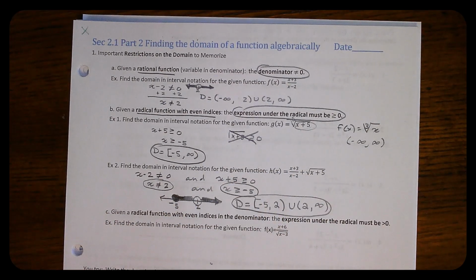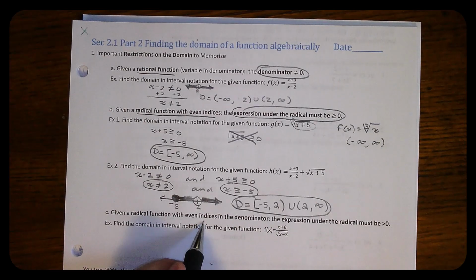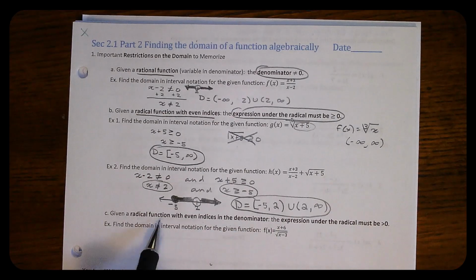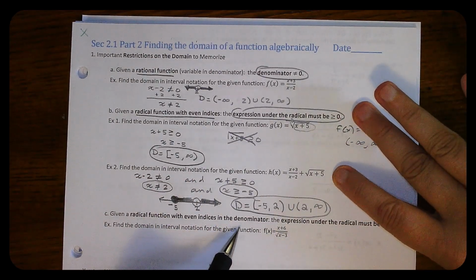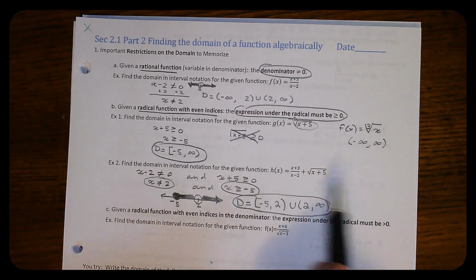Okay, so here number C is an extra one that I've just kind of recently put on here just to help students. If you have a radical function with even indices, which is right here, in the denominator, so if you've got two things happening at once, these two things combined, well, if it's in the denominator, it cannot equal 0. And if it's under a radical, it has to be greater than or equal to 0.